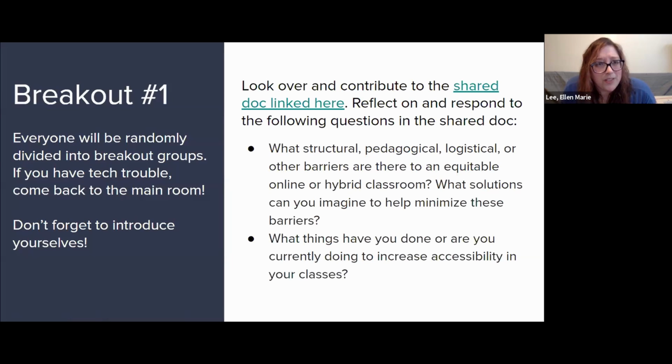So breakout groups are going to be our next thing. As we did before, anybody who has attended previously will be familiar with this. Basically, we're going to break down into randomly divided breakout groups. If you have tech trouble, just come back to the main room. Don't forget to introduce yourselves to your group mates. You may or may not have met them before, but don't forget. Basically what we're asking you to do is look over and contribute to the shared doc that is linked here. Amy, if you could share it in the chat, that would also be helpful.